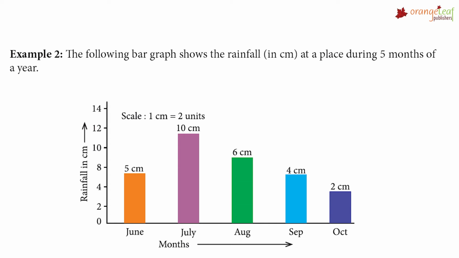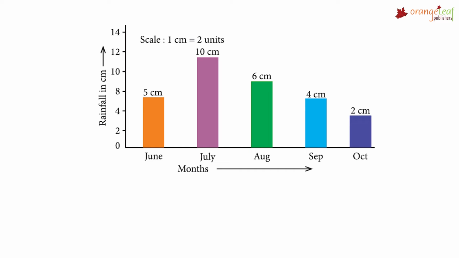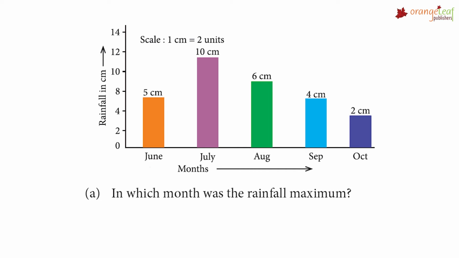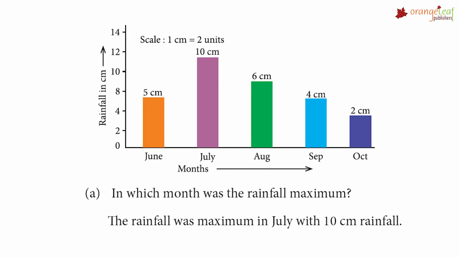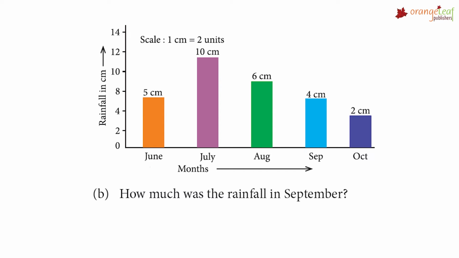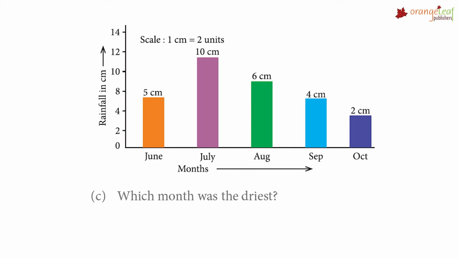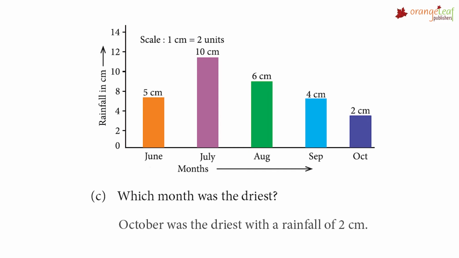The bar graph shows the rainfall in centimeters at a place during 5 months of a year. We can see that the scale of the graph is 1 centimeter is equal to 2 units. And the months are June, July, August, September, and October. In which month was the rainfall maximum? The rainfall was maximum in July with 10 centimeters of rainfall. How much was the rainfall in September? The rainfall in September was 4 centimeters. Which month was the driest? We can see that October was the driest month with a rainfall of 2 centimeters.